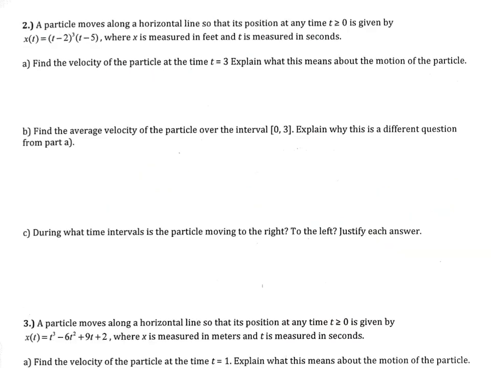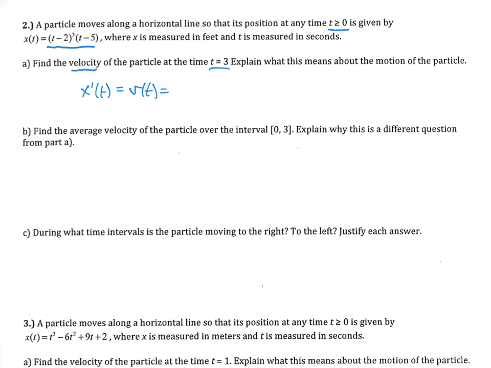Okay, on to the next one. So in problem number 2, we're asked again about a particle moving along a horizontal line according to this position function right there, where x is in feet and t is in seconds, and then we're only worried about positive times. Okay, so the first thing asks us to find the velocity of the particle at time 3. So to find the velocity from the position, we are going to jump right into our derivative. So let's find the derivative of the position function.